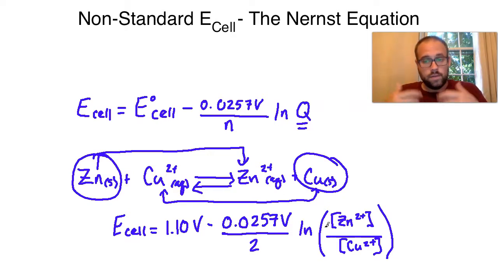And then one of the next things that we will move on to is how to actually drive non-spontaneous reactions through certain cells, and that is going to be looking at electrolytic cells instead of galvanic cells. So that will be what we take a look at next.